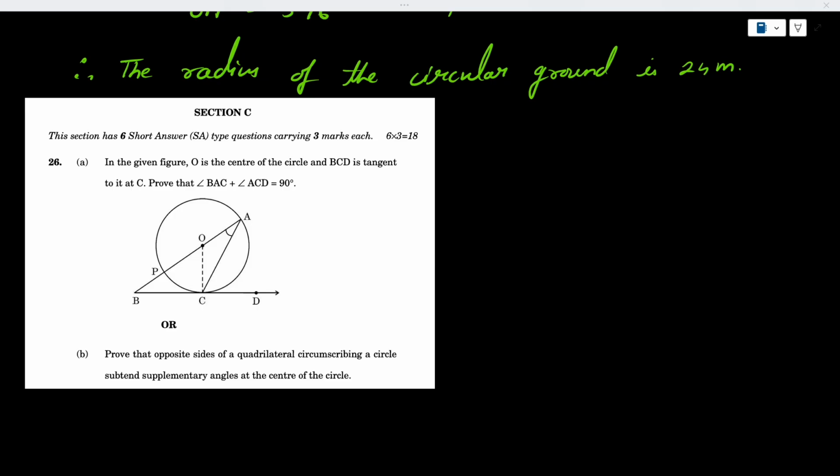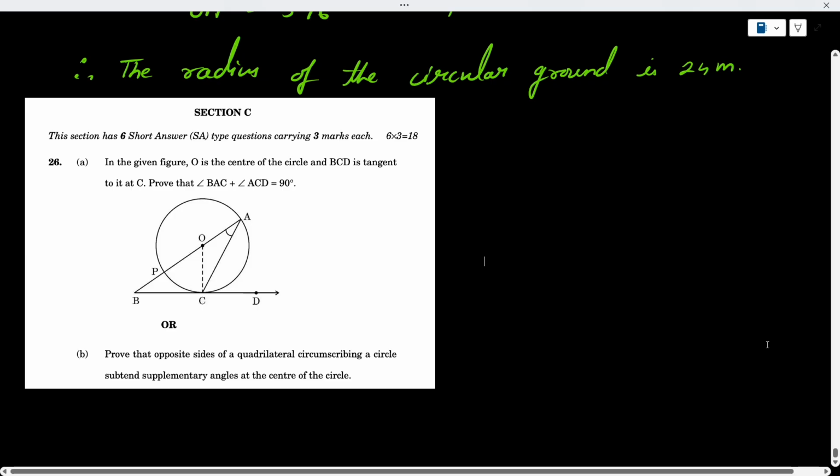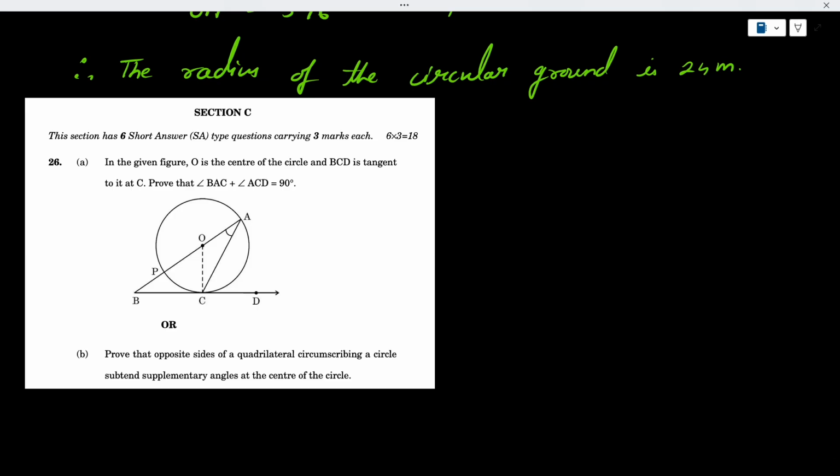So this is your next section, 3 marker questions. What is question number 26? It says there are again internal choice, so we'll be doing both one by one. So let us start with question number 26. It says that in the given figure, O is the center of the circle and D is a tangent. You can see in the figure, prove that angle BAC plus angle ACD is equals to 90 degrees.